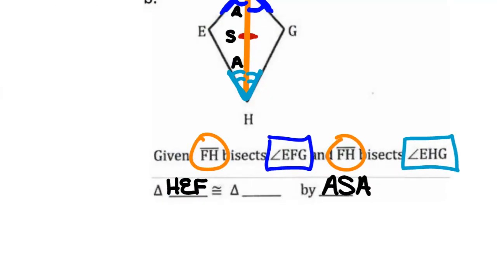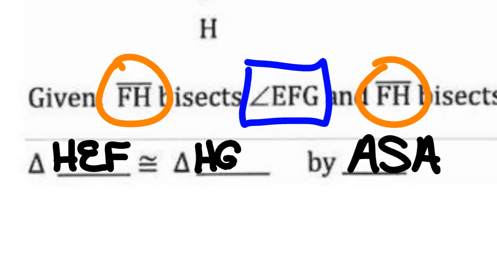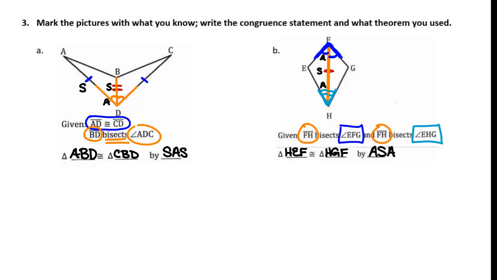H. And then E was out here. What does that correspond to on my other triangle? G. So H, G. And then once I have my first 2 letters, the third one should be easy. F. HGF. Should match up all of my corresponding congruent parts.